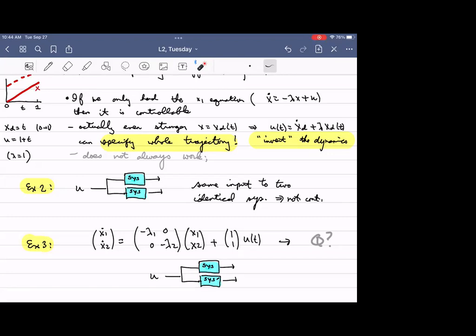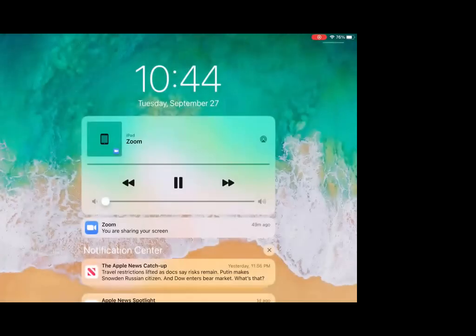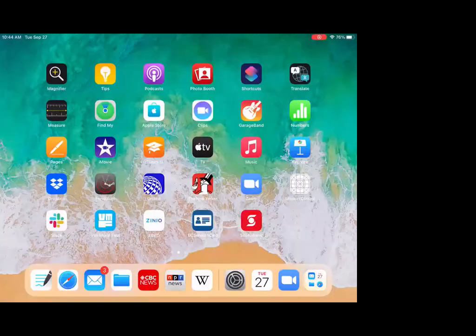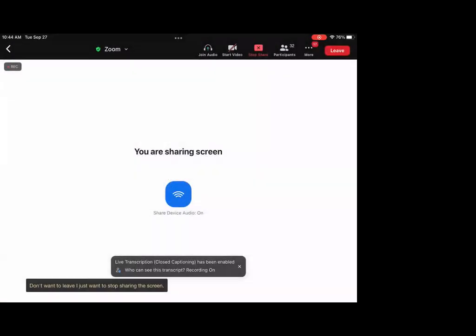Let me just see if I can unshare. I want to unshare my screen for a second. No, oh gosh, what did I just do? Back to Zoom. I don't want to leave, I just want to stop sharing the screen. Push stop sharing at the top. Okay, I thought I pushed it. Okay, so let me share something else. A pen. Hopefully.